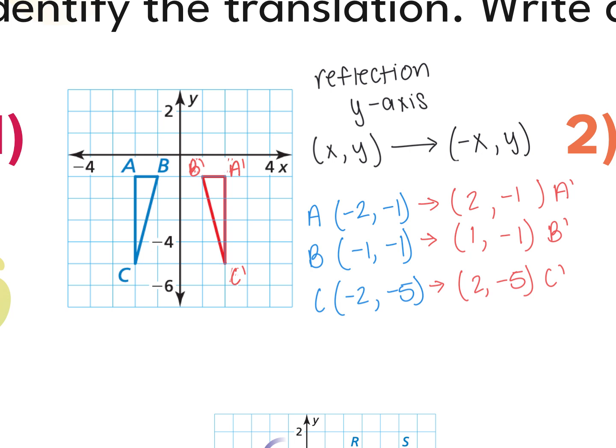So again, once you know the rules, it's pretty easy. On your homework, you're not always going to be given the graph. You're going to be given the rule. So you have to know how to graph information.